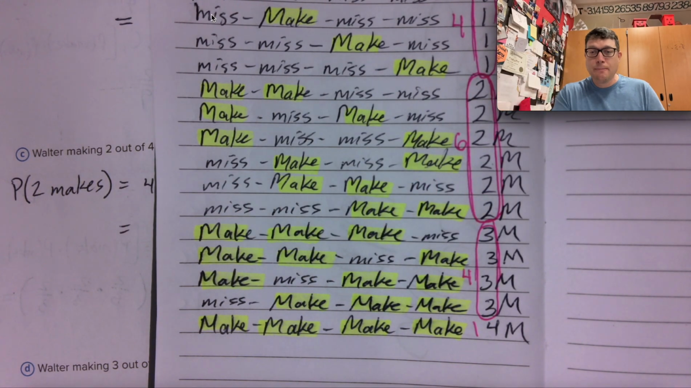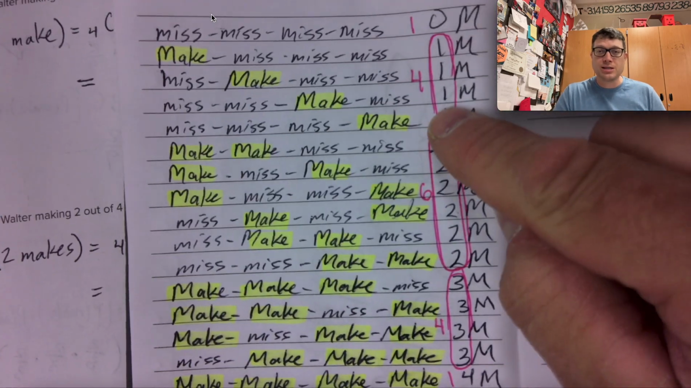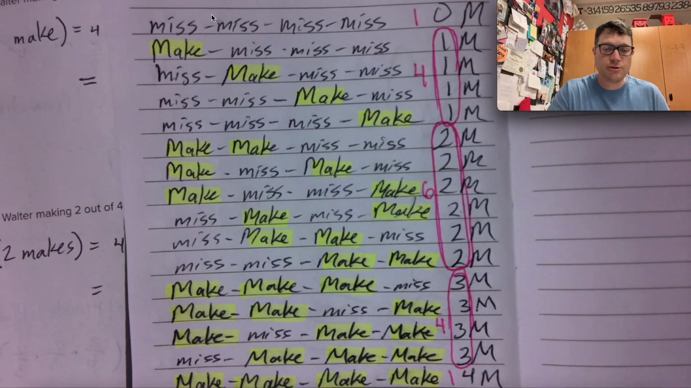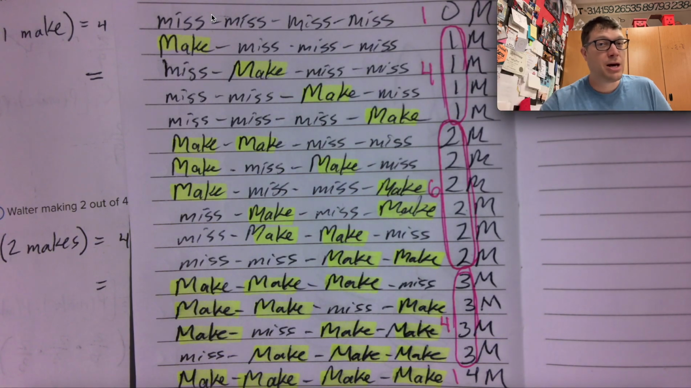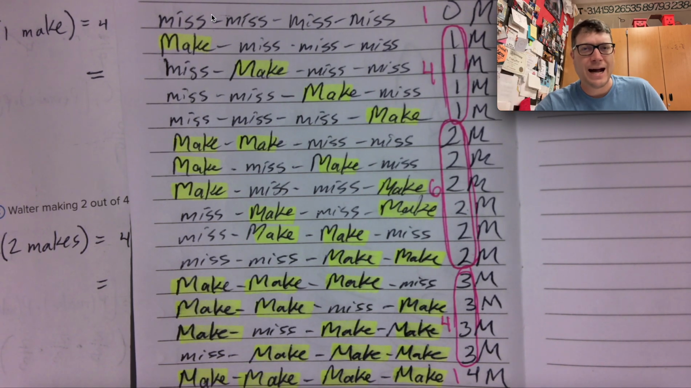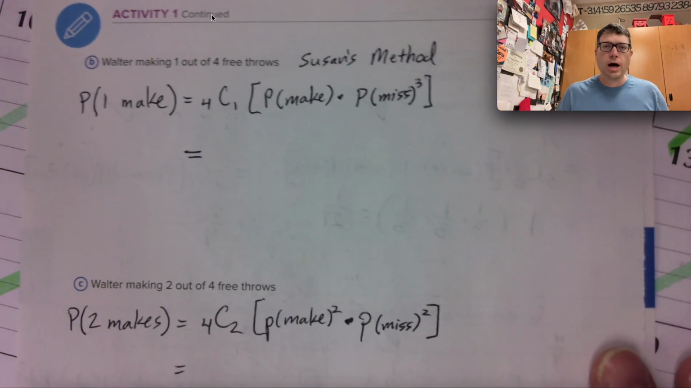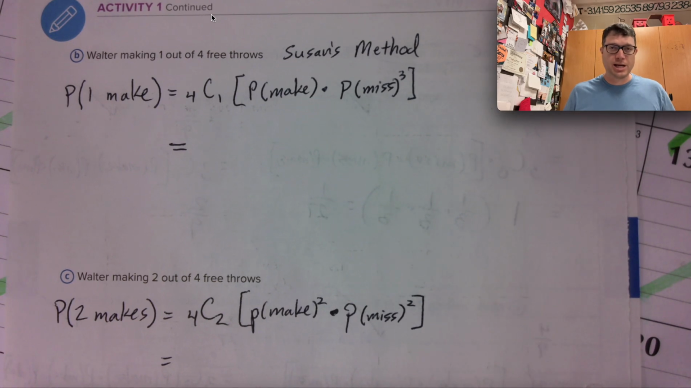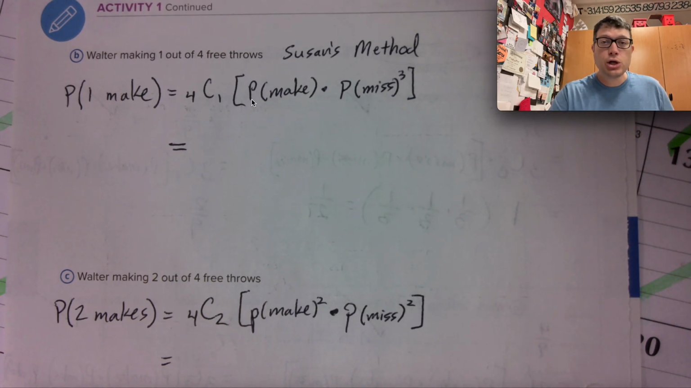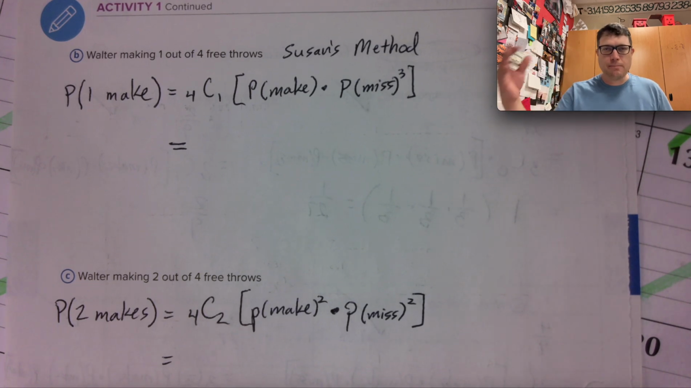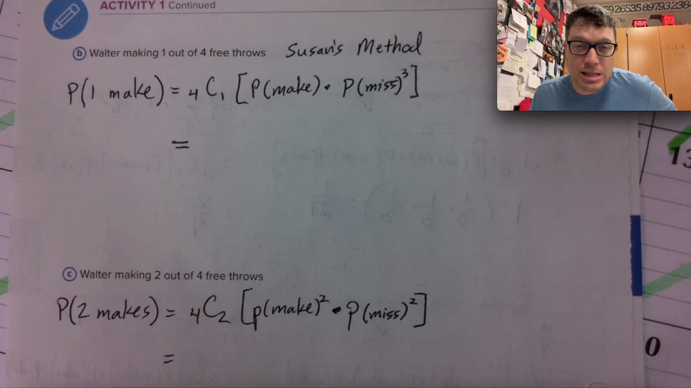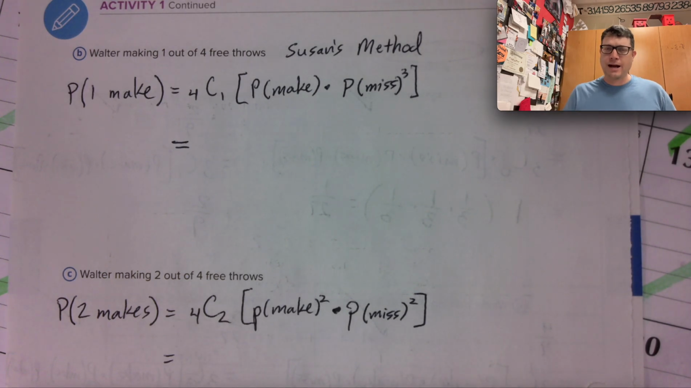And so with that in mind, I want to use these numbers, the 4, the 6, and the 4, and just check if Susan's method of using combinations actually does work. Okay? So let's go back and take a look at the question. Walter is making 1 out of 4 free throws. And Susan's method says use combinations multiplied by the probability of missing and making and how many times he misses and makes. And then from that, we can get the probability.